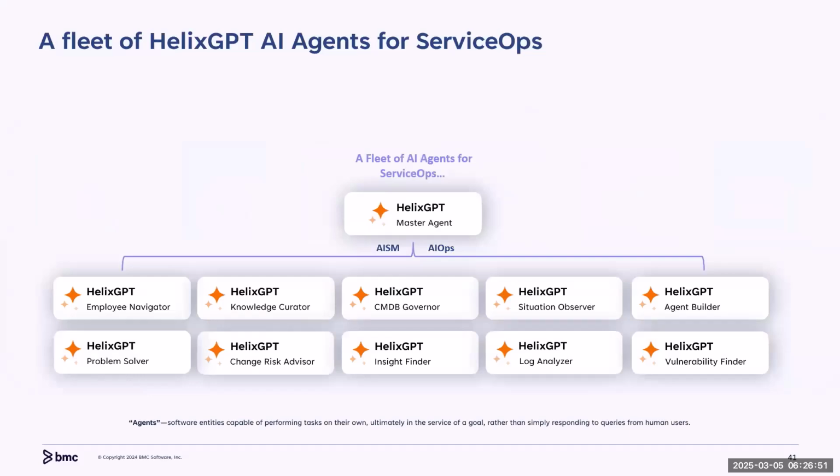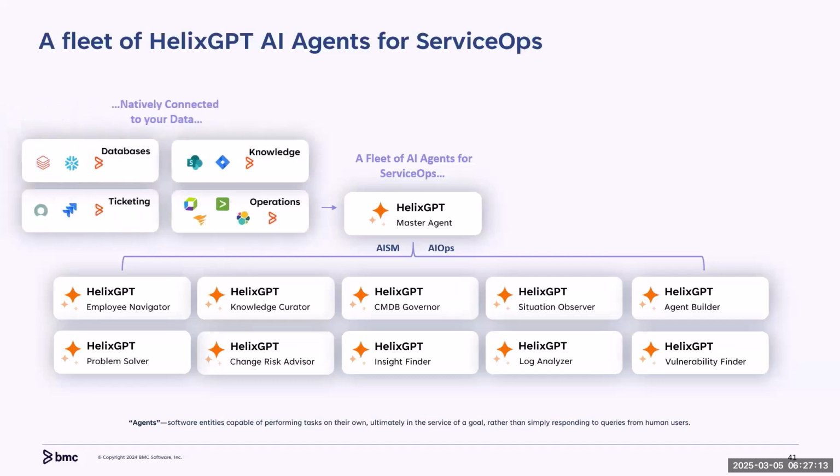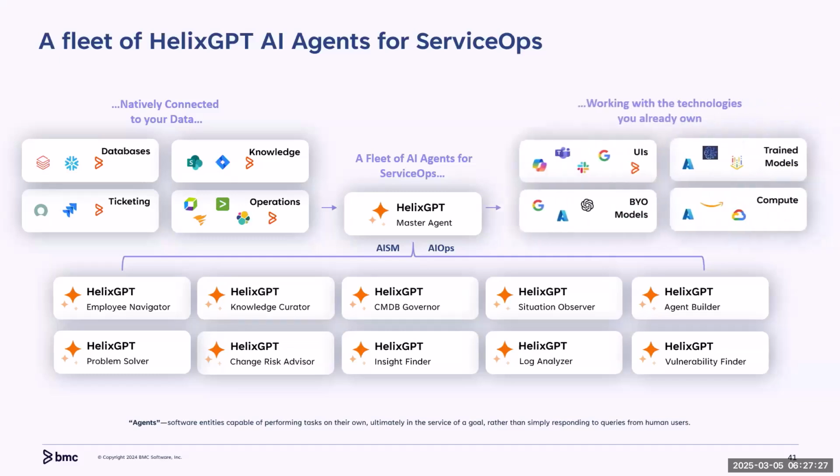BMC Helix GPT is our agentic AI solution for service ops, and Helix GPT relies on a fleet of agents spread across service management and operations management. And you can see these agents include one called Insight Finder. Helix GPT Insight Finder is our solution for embedding generative AI into Helix dashboards. You can use Helix GPT with a wide range of databases. You can use it with not just BMC solutions, but also some other ITSM solutions as well.